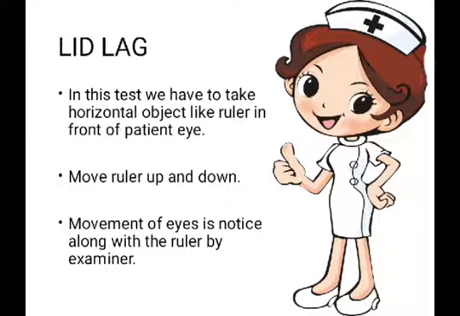Next one is lid lag. In this test we take a horizontal object like a ruler in front of the patient's eye. We move the ruler up or down, and we notice simultaneously that when we move the ruler up, the patient's eyes should look up, and when the ruler is moved down, the patient's eyes should look down. Their movement should be along with the ruler. If the movement is not there or not at that speed, then we say that this is lid lag. Lag means lazy lid. Okay, this was the end of the topic ptosis.